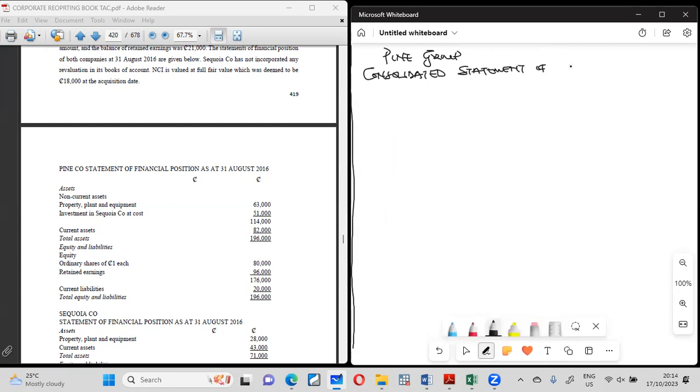So don't do all the workings before you start. No, don't do that. Do it side by side. Statement of financial position as at 31st August 2016, so 31/08/2016. Then you underline. If you need to put 000s up, you do. Whatever you need to do, you do.